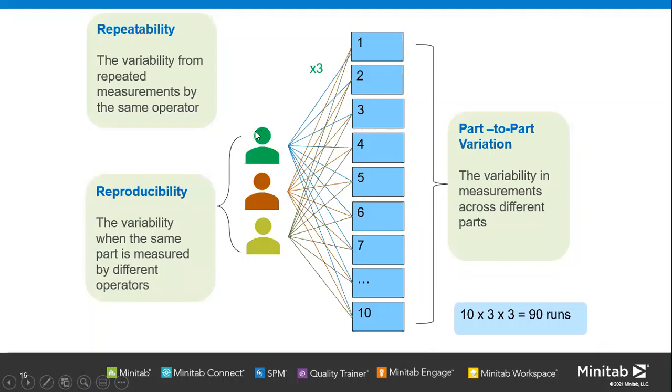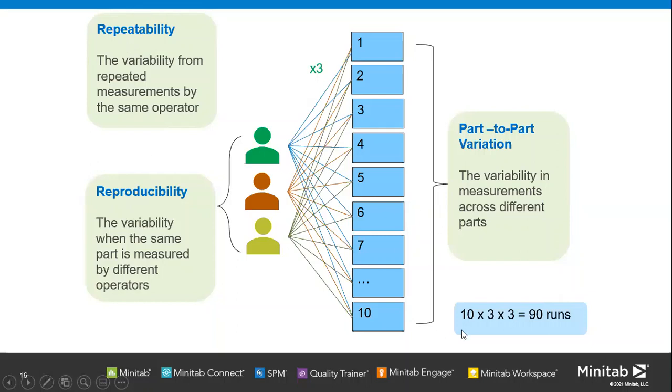The first operator repeats 3 times, that is repeatability, by the same operator. Reproducibility is different operators: operator 1, operator 2, operator 3. So the different operators here give us reproducibility, when the same part is measured by different operators. So R is repeatability and reproducibility, and O here is a different operator. Maybe that is the keyword to tell the difference between repeatability and reproducibility.